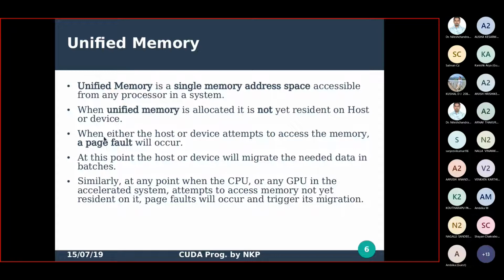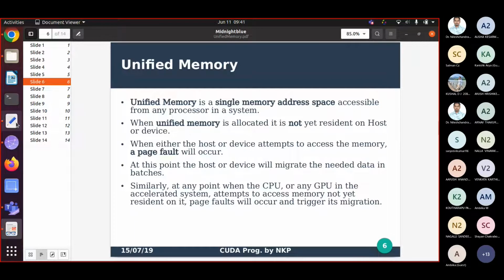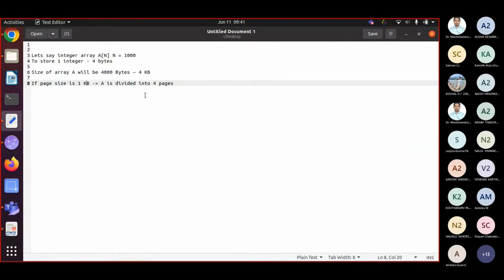Right? Next step is when either host or device attempts to access the memory, a page fault will occur. Right? Then at this point, host or device will migrate the needed data in batches. Right? So to understand this page concept, for those who are not from a computer science background, I'll just give you a very short idea about what we mean by pages. To understand this, let's take a simple example here. I hope this text is visible, right? If not, you can zoom in from your screen.